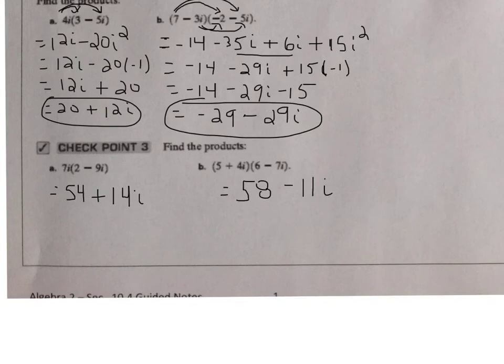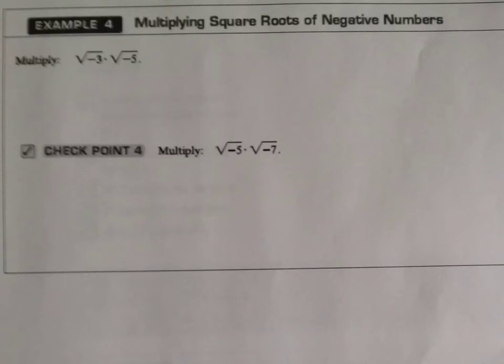Let's look at the next page, do the next problem. Example 4. You have multiply negative square root of 3 times negative square root of 5. And the first rule of this, when you have the square roots, is you have to take care of the negatives first. And so we're going to pull out the i from each one. And so what we get is i square root of 3 times i square root of 5.